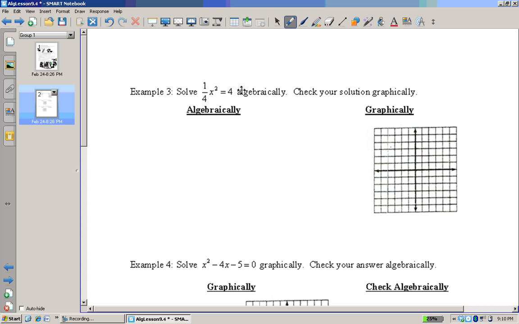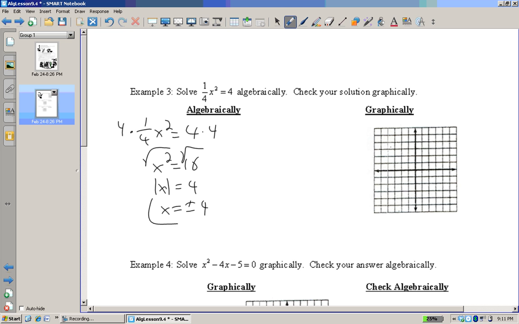Again, we're going to solve algebraically. We're going to multiply with the reciprocal here. Take the square root of both sides. So we get absolute value of x equals 4. X equals positive or negative 4. So we know algebraically that's what we should have.